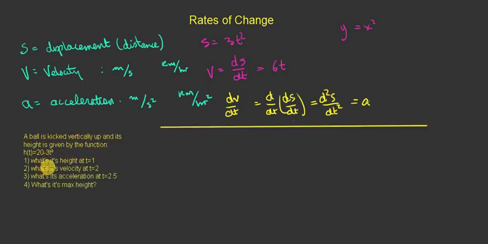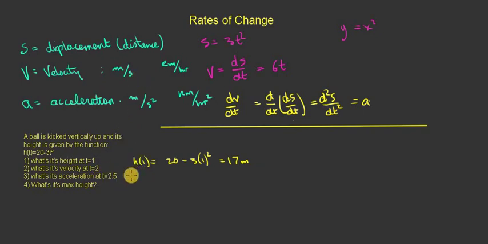Okay, so we have a ball that's kicked vertically up and its height is given by this function here. And then four questions. What's its height at t is equal to 1? Well, to get that, I just sub a 1 into the function. So h(1) is going to give me 20 minus 3 times 1 squared, which is going to give me 17 meters high. So 17 meters high after 1 second.